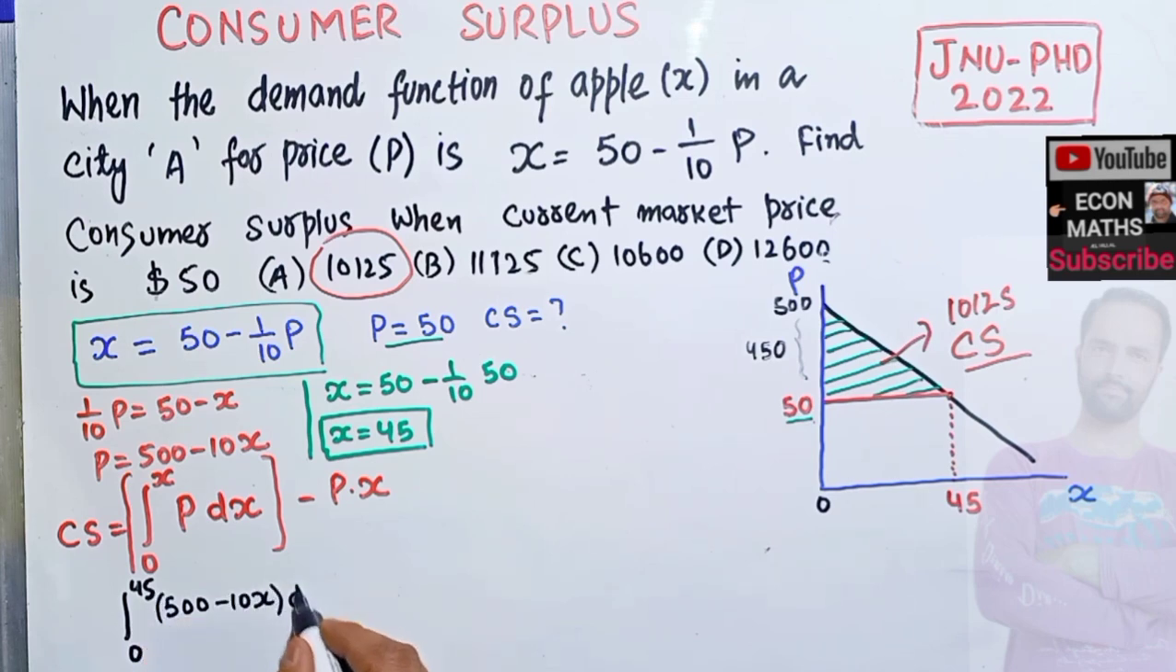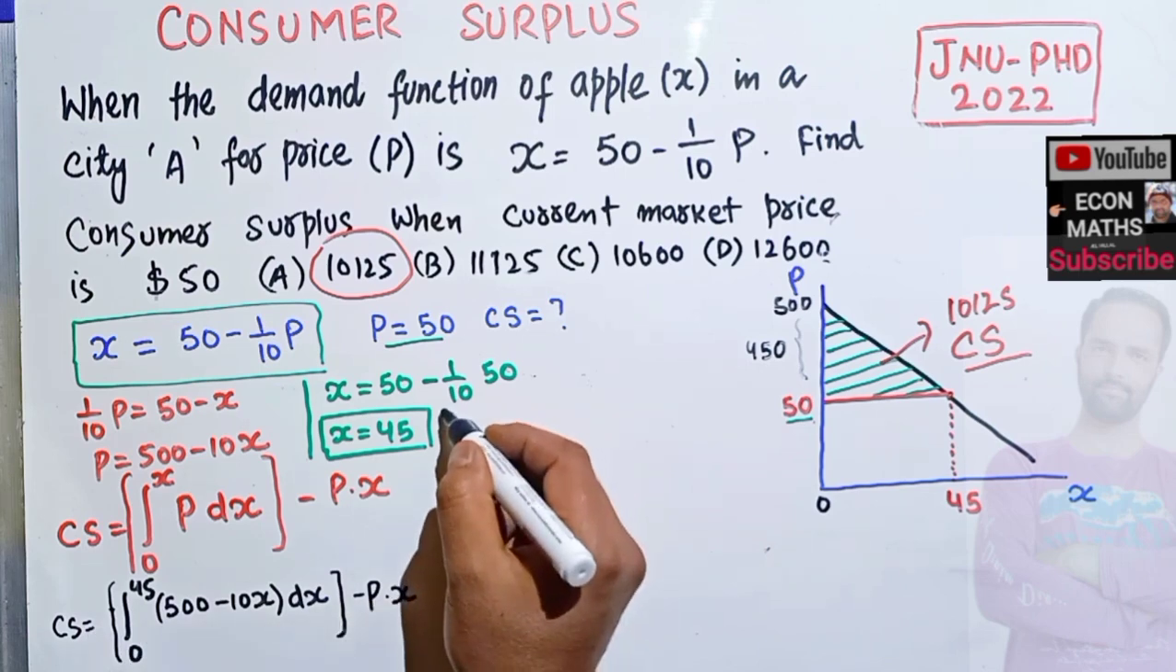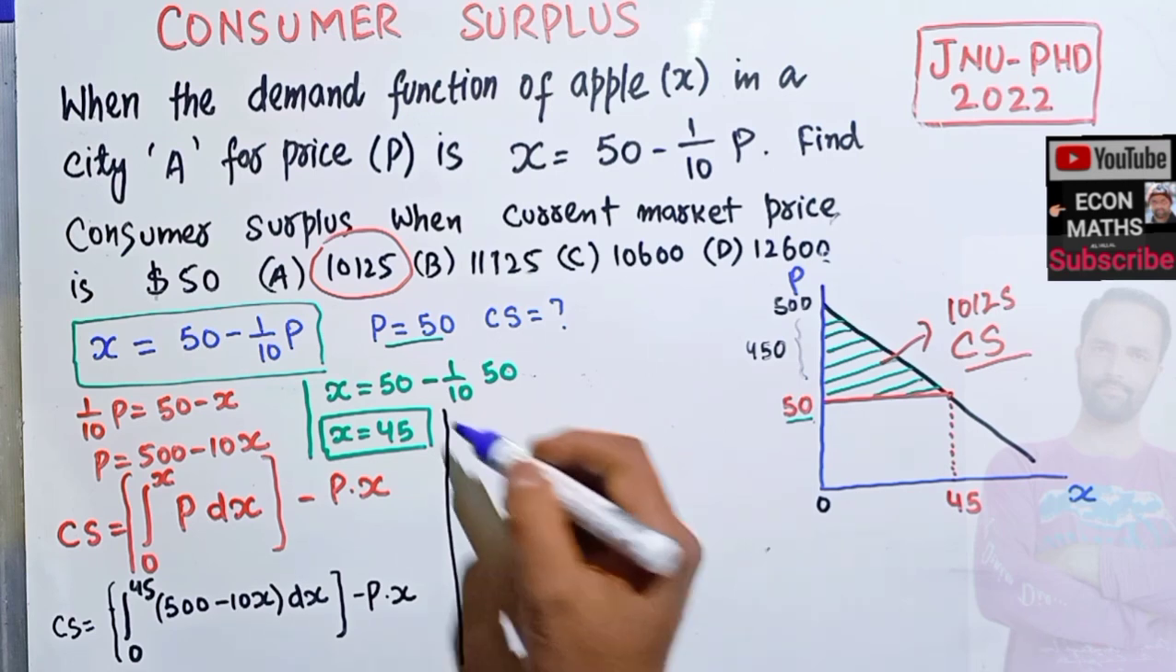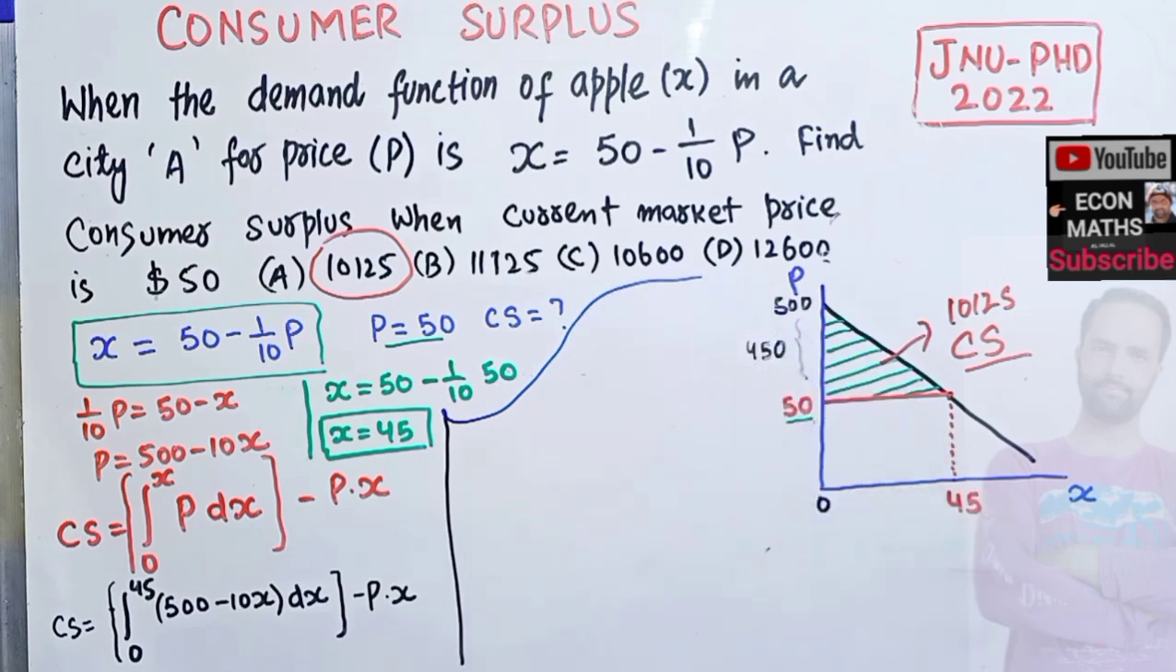We integrated with respect to quantity. To this we subtract the total expenditure, that is P into x. This will give us the consumer surplus. This method we often use when we are given non-linear demand and supply functions. I was just trying to explain, we can also use this very method. It will be a lengthy one here.